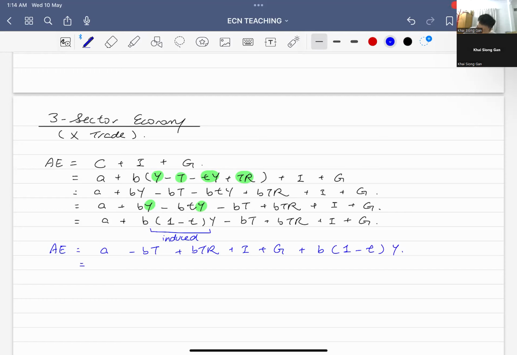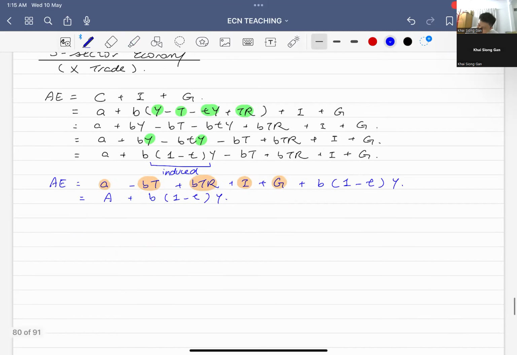So I know that those components at the front, like this one, autonomous consumption, autonomous investment, and autonomous government spending, all these are autonomous, that is not dependent on the income that you earn. So therefore, here I can replace it with a capital letter A, and then plus the one induced expenditure, which is b(1 minus t)Y. Now things will be easier already.